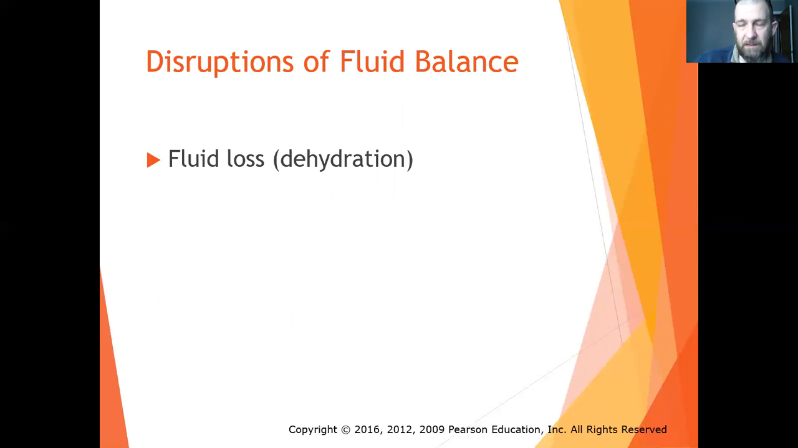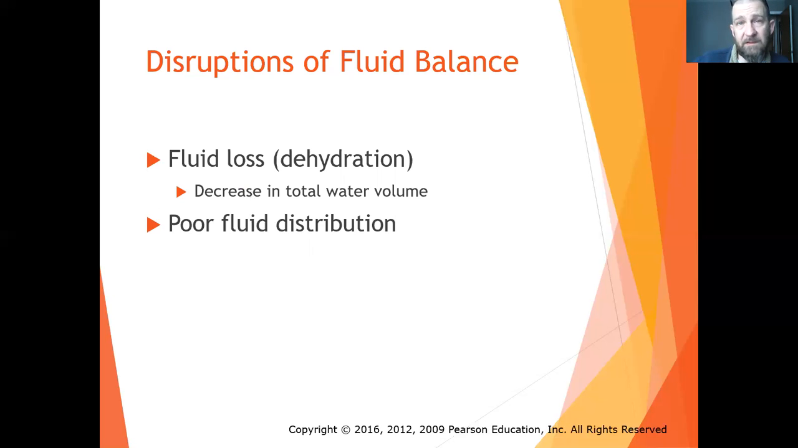But if we get to dehydration, as we talked about earlier, we've got to have the right amount of water in the cells. If there's not the right amount of water, the cell can't do its job and starts to malfunction. And eventually, if it dries out enough, it dies. So fluid loss is a decrease in the total water volume throughout the body. And we can see fluid loss there. We can see poor fluid distribution.